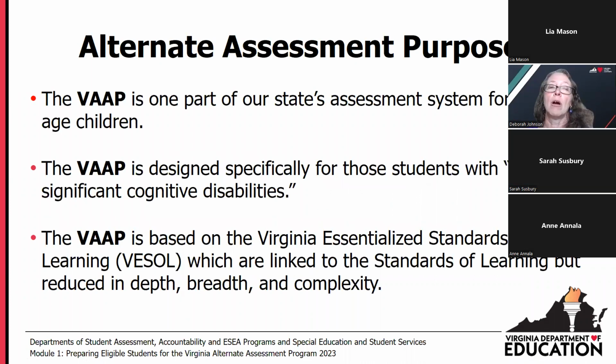Okay, so first of all, let's talk about what the purpose of the alternate assessment is. The VAAP is one part of our state's assessment system for school-age children. It's specifically designed for those students with the most significant cognitive disabilities. And the VAAP is based on what we call the Virginia Essentialized Standards of Learning, or better known as the VSALs. And these are linked to the standards of learning, but have been reduced in depth, breadth, and complexity.